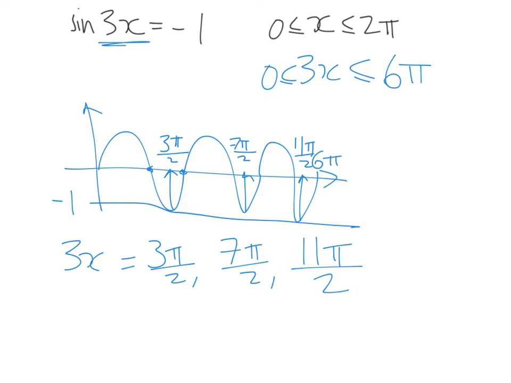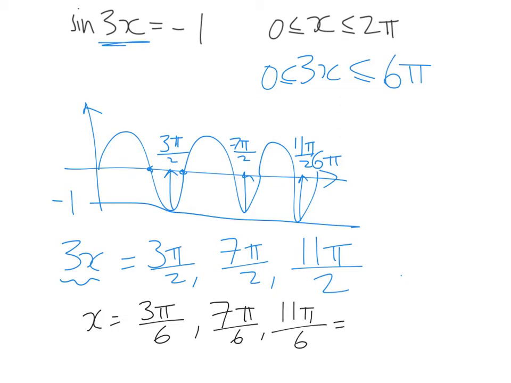And when we're doing a range change one, we have to get all of our answers for 3x before we can then find out what x is. So then we just need to divide both sides by 3, and so we get that x equals 3 pi by 6, 7 pi by 6, and 11 pi by 6. And then we can simplify this first one. So this is pi by 2, 7 pi by 6, and 11 pi by 6. And those are our final answers.